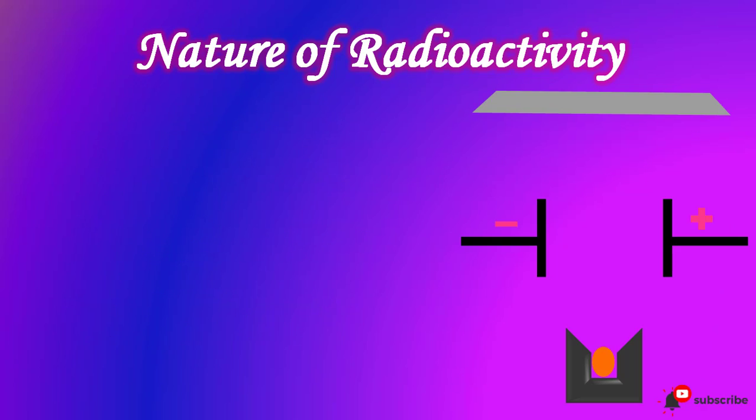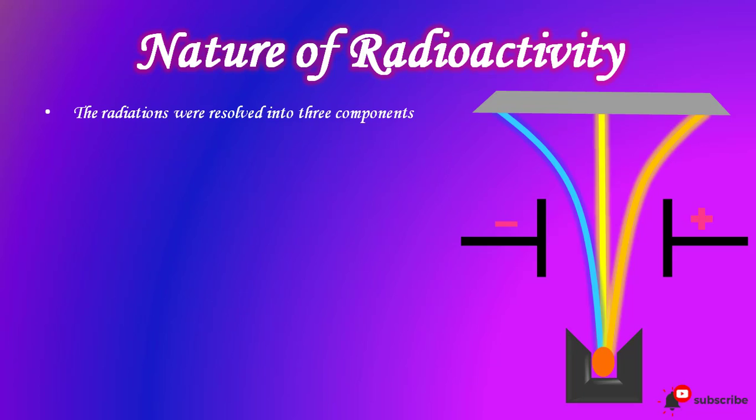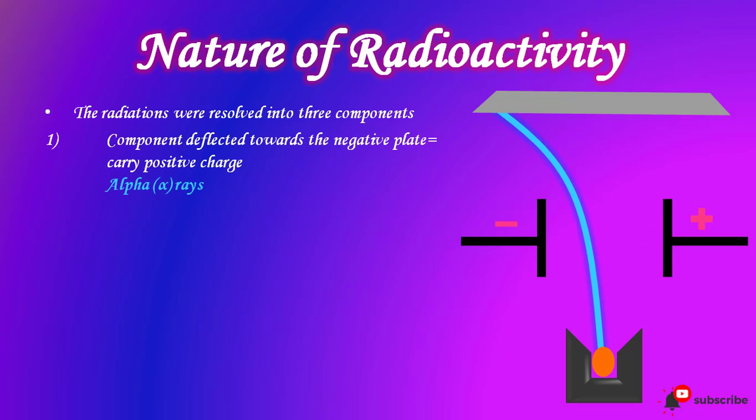radioactive element. A sample of radioactive substance was placed in a lead box between two oppositely charged plates, that is, within an electric field. The radiations were resolved into three components. One component was deflected towards the negative plate, proving that it carried a positive charge, as opposite charges attract each other. These were named alpha rays.